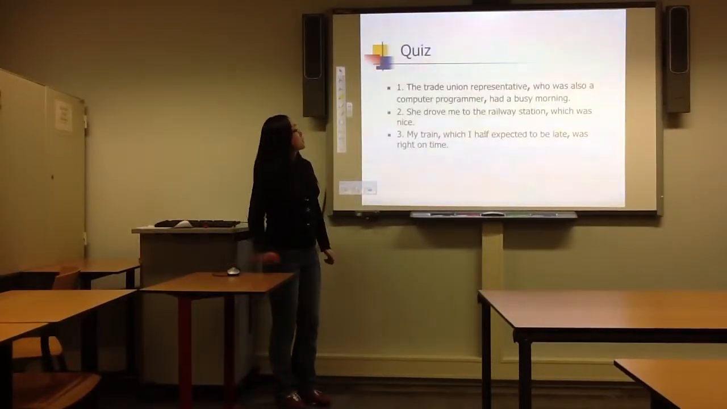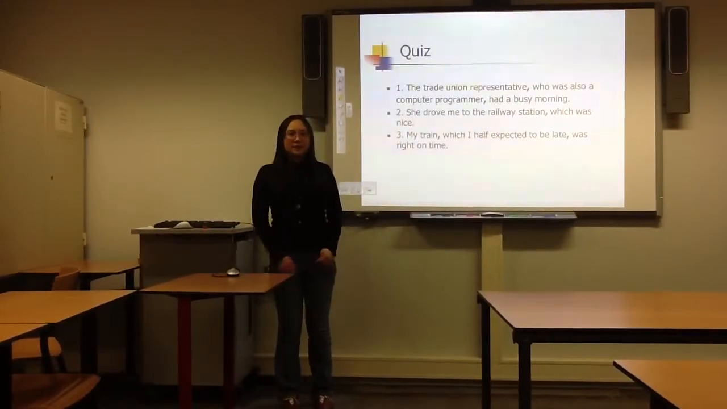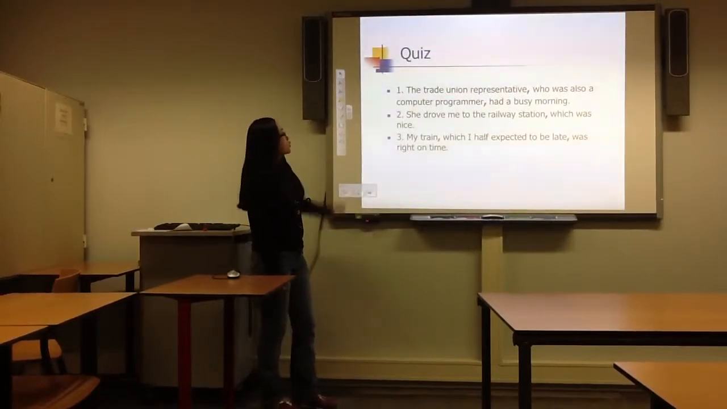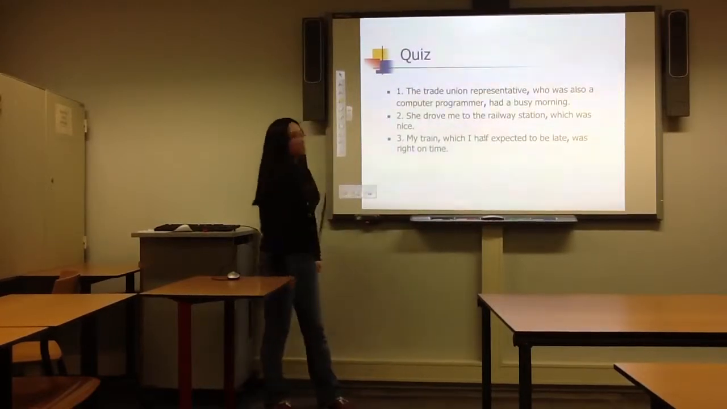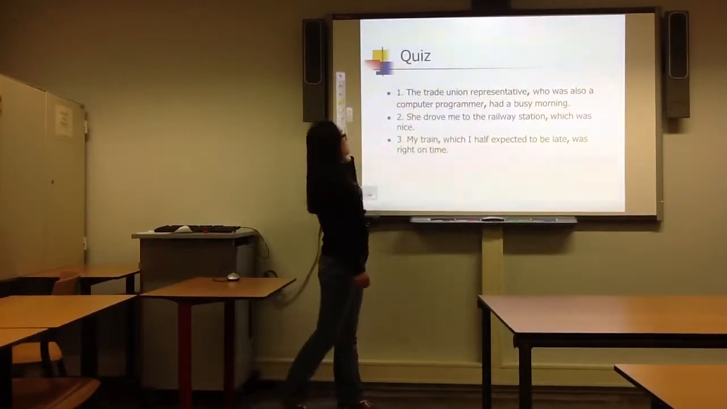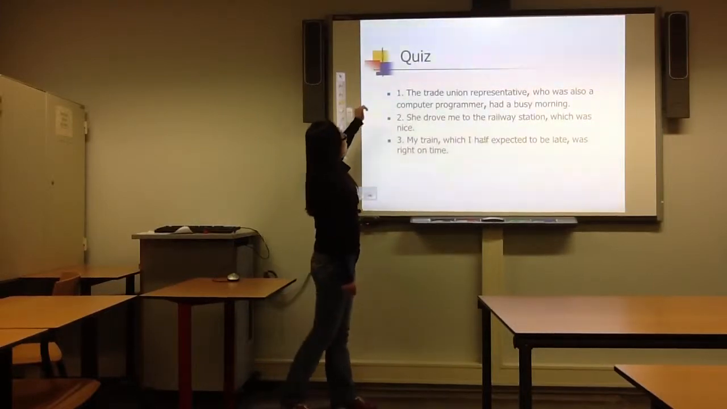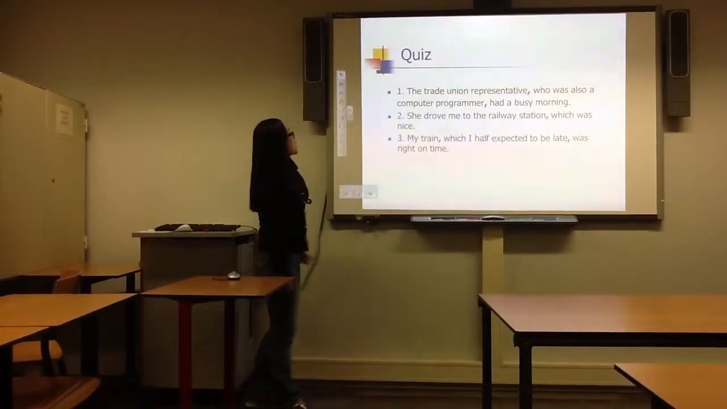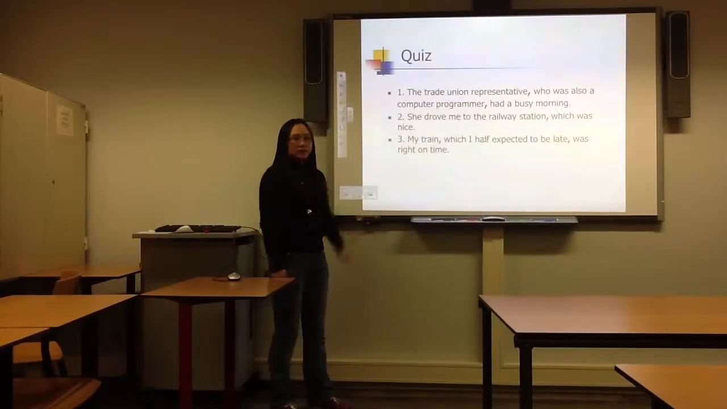So in the last part, there's a quiz. Just put the right commas in the right places. I also give some answers now. The first one: the trade union representative, comma, who was also a computer programmer, comma, had a big morning. The clause only gives us additional information about the representative. Two: she drove me to the railway station, comma, which was nice.